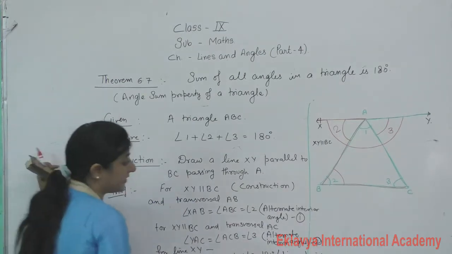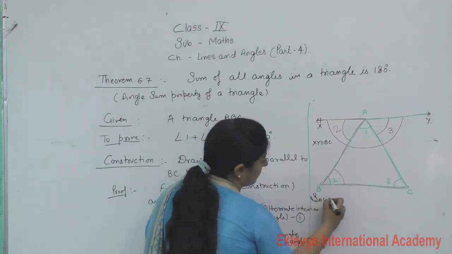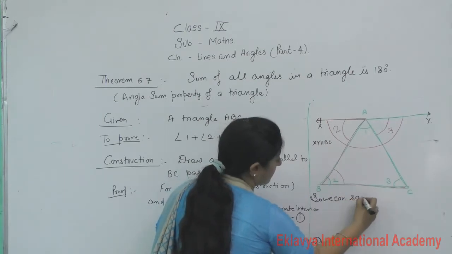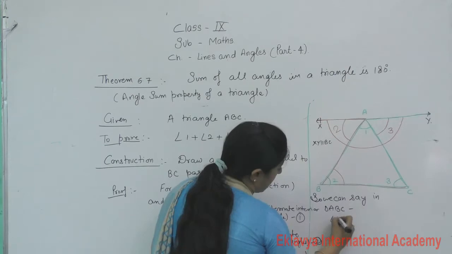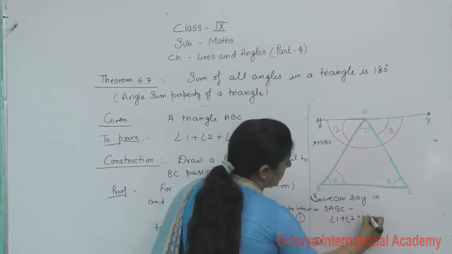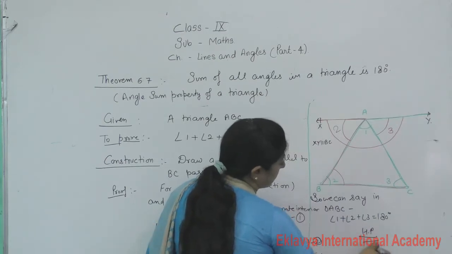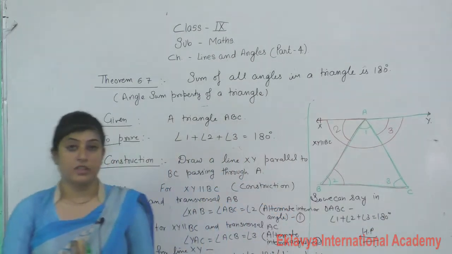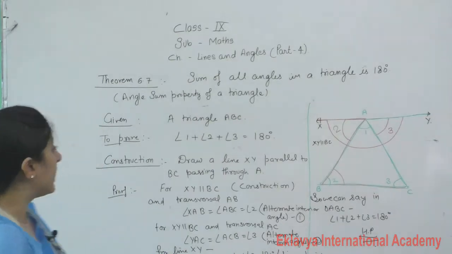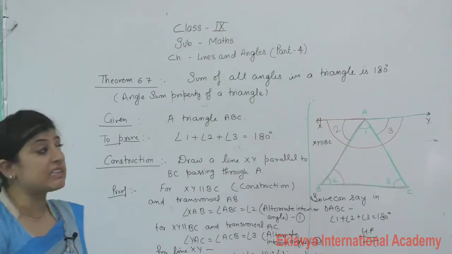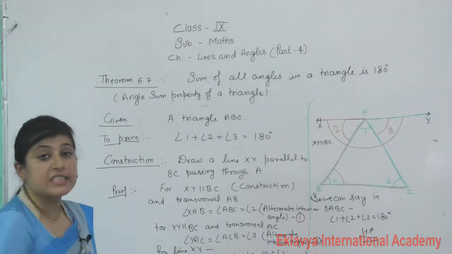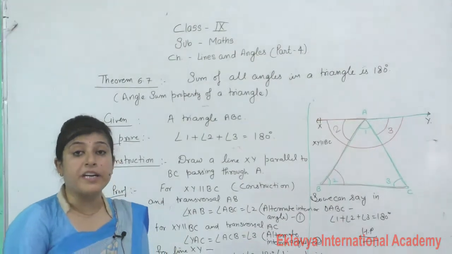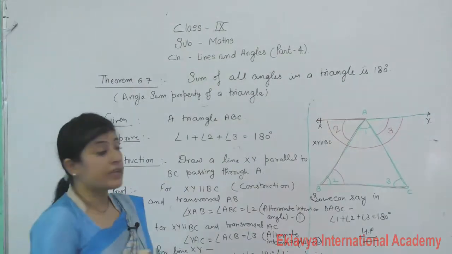So we can say in triangle ABC, angle 1 plus 2 plus 3 is equal to 180 degree. Hence proved. So this way we can prove that the sum of all angles in a triangle is 180 degree. This is the angle sum property of a triangle.